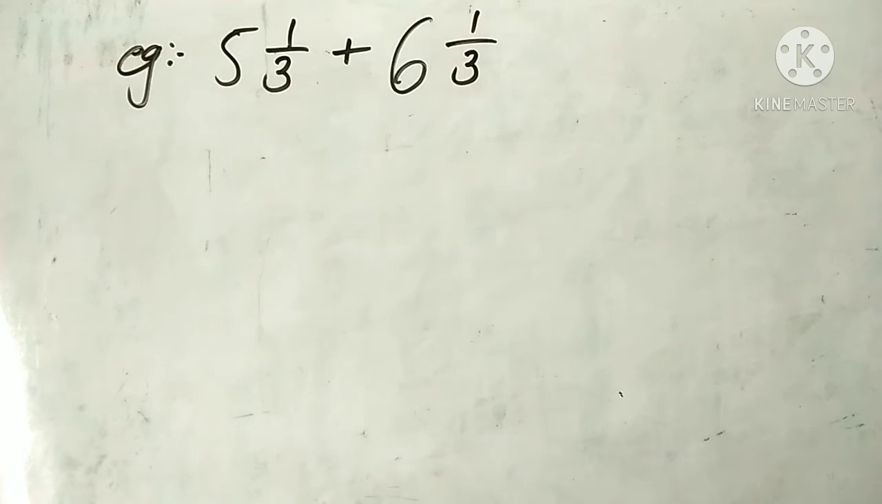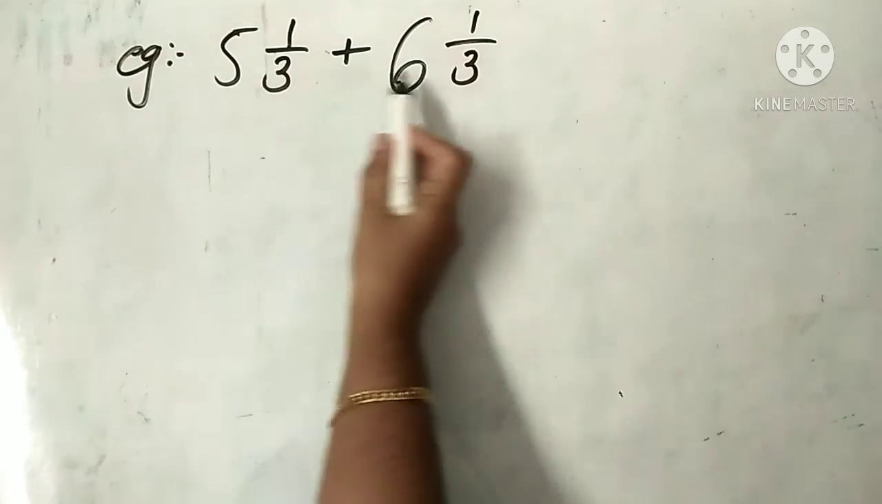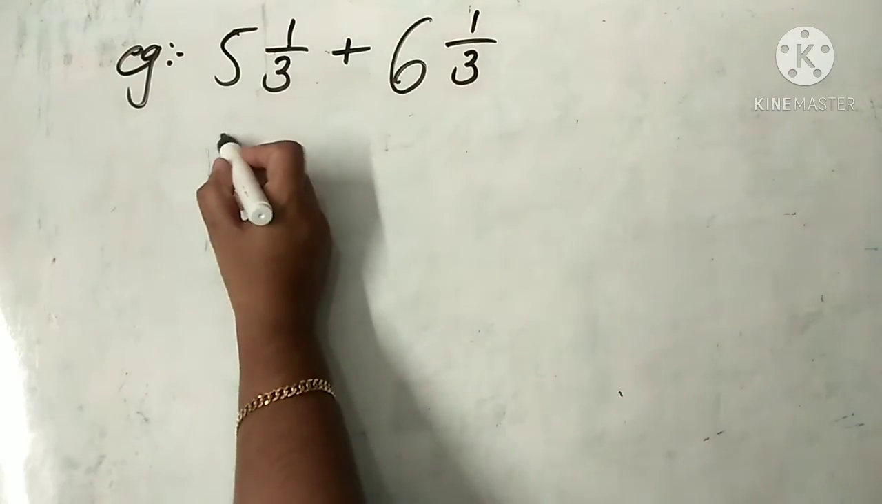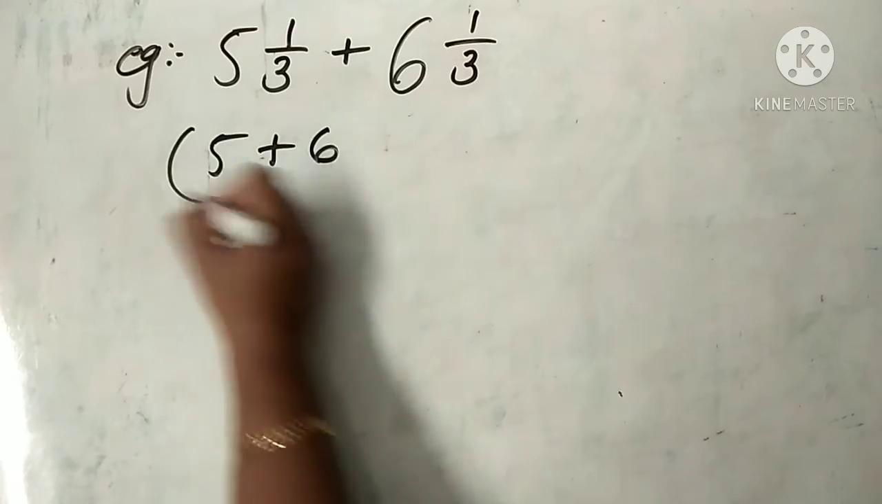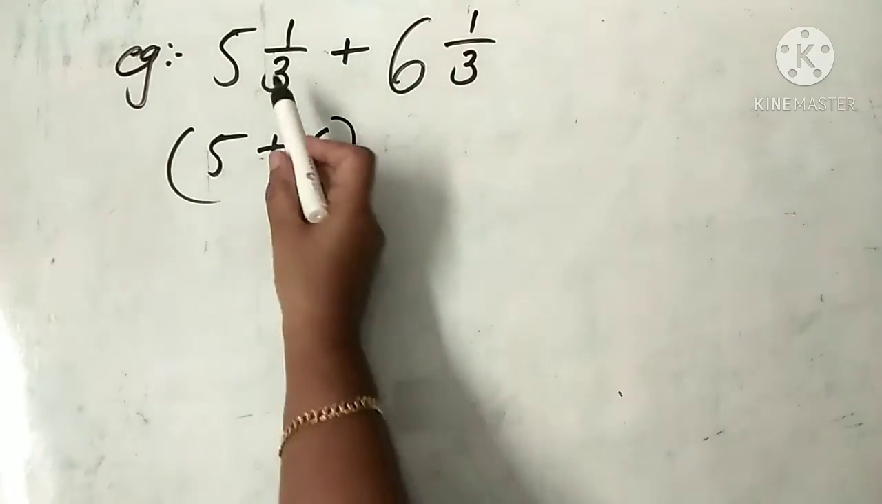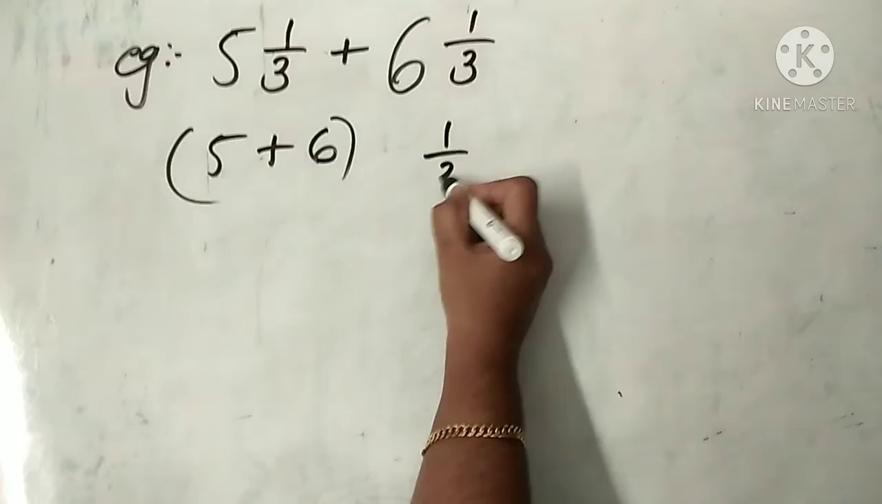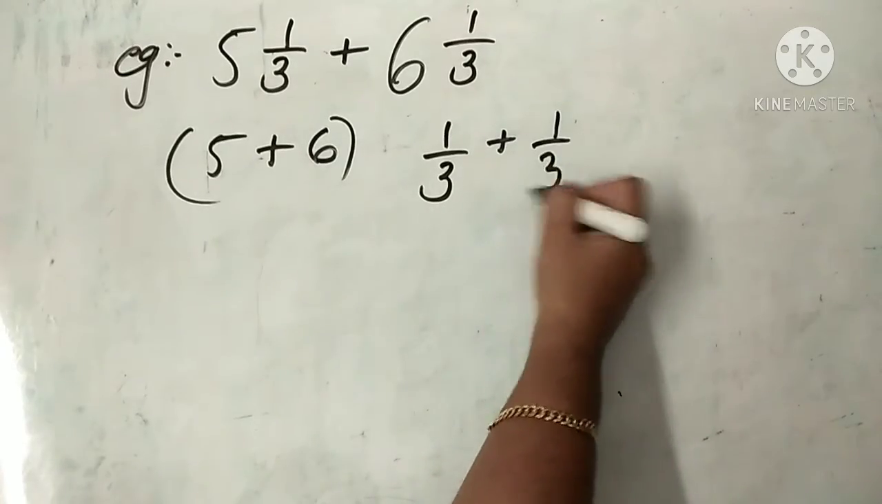Example, 5 1 by 3 plus 6 1 by 3. No need to write the steps. You can directly add like this. See, here first you have to add the whole number. So 5 plus 6. Then you need to add the fractional part. 1 by 3 plus 1 by 3.